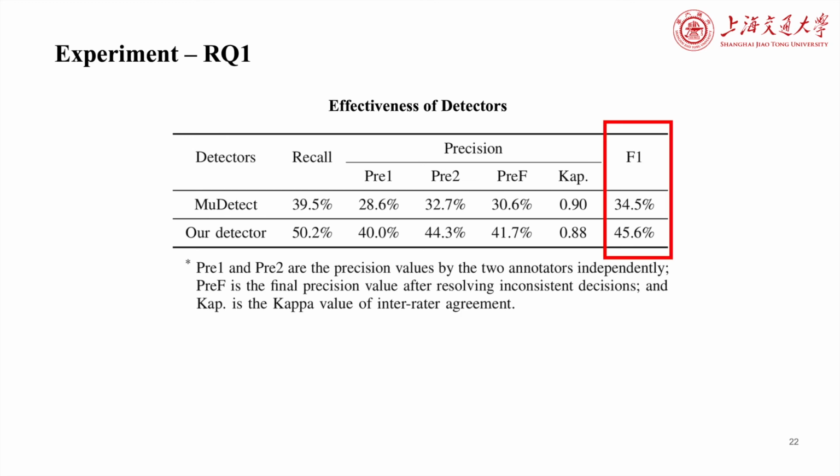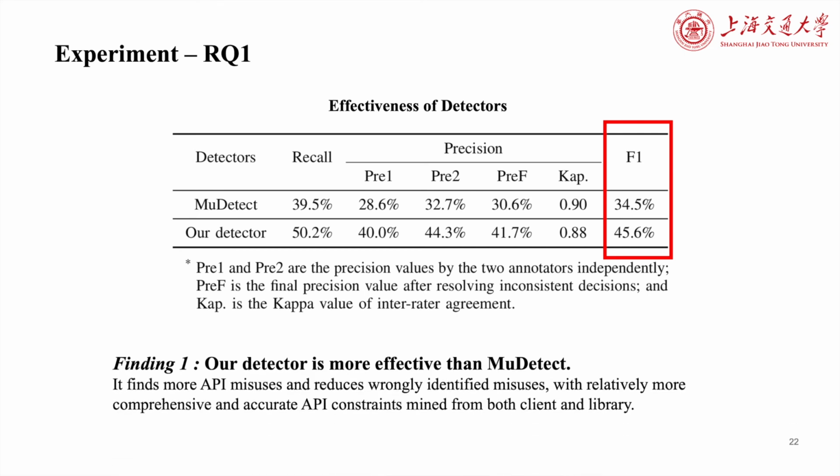As the table shows, the recall, precision and F1 score of our detector are all higher than the baseline MUDetect. So, our detector is more effective than MUDetect. It indicates that our detector can find more API misuses and reduce wrongly identified misuses, with relatively more comprehensive and accurate API constraints mined from both client and library code.